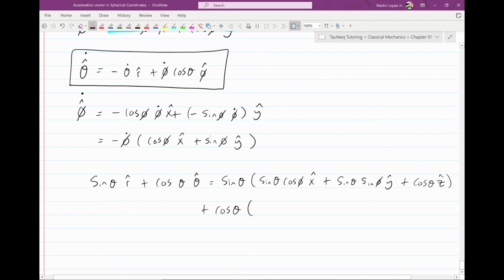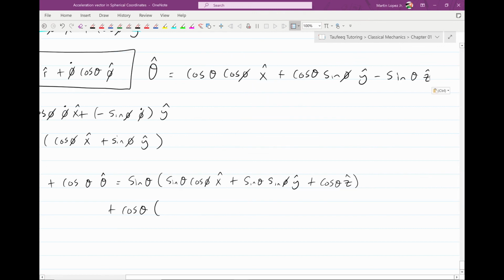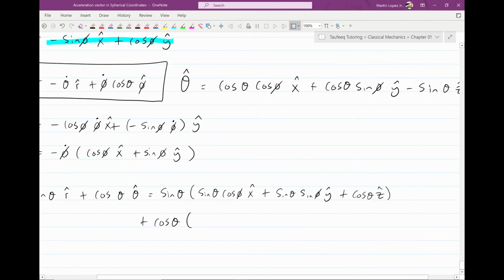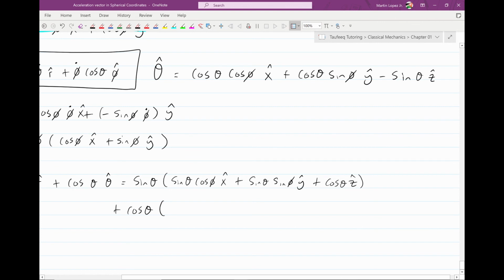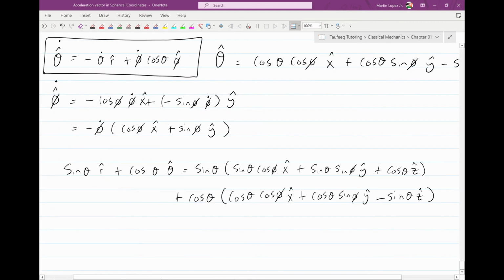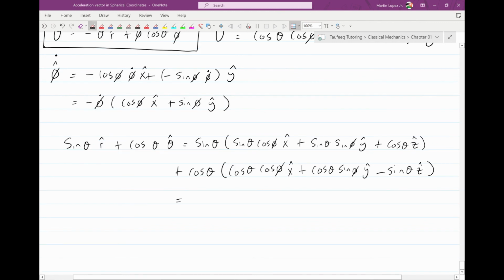And then this is going to be plus cosine theta of, what is theta hat? So let me just put that here, just to have as a reference. I will put that right here. Okay. So I'll move it in a second. This is going to be cosine theta cosine phi x hat. I could have just copied it into this parentheses, but I'll write it with you. Cosine theta sine phi y hat minus sine theta z hat. Wonderful.